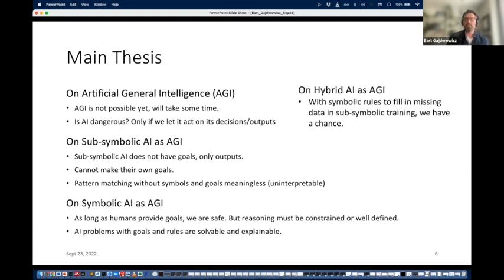All right, so what about hybrid AI? With symbolic rules to fill in missing data in sub-symbolic training, we actually have a chance. If we take the benefits of having large amounts of data in a sub-symbolic model, and if we take advantage of symbolic rules or symbolic models that incorporate subject matter experts' experience and knowledge, if we combine those two, then we actually do have a chance of building an AI that can be much more general than the narrow AI models that we're currently developing. And as I'll try to convince you, we already have hybrid AIs all around us. We just haven't really classified them as such.